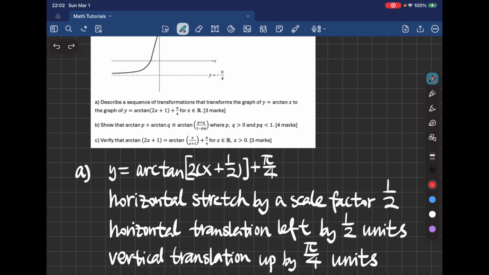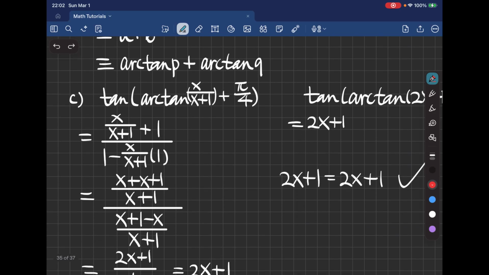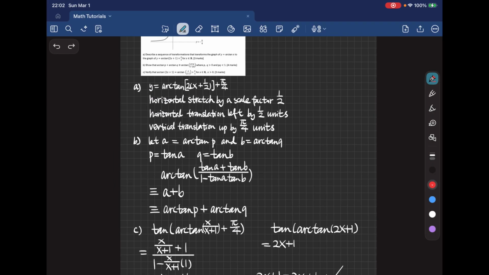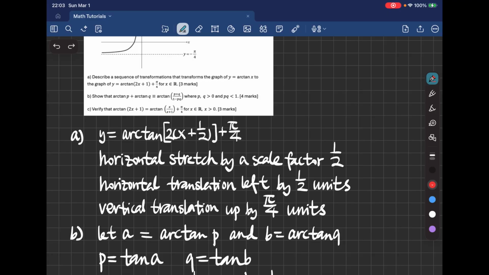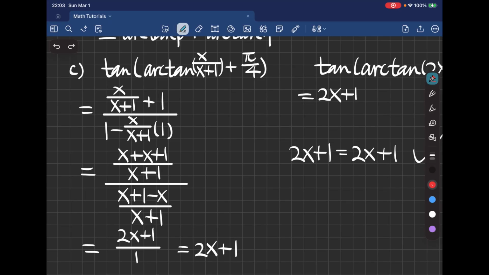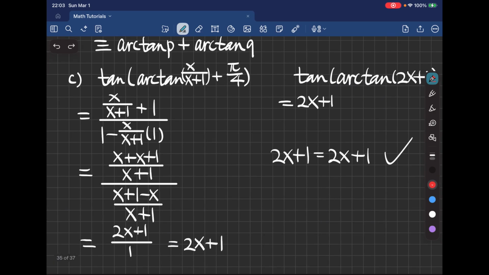arctan of 2x plus 1 equals this sum, for x a real number greater than 0. So what I did is that I took tan on this more complicated side and tried to simplify it to this side. I didn't write out the full messy fraction. I just went right away with tan of arctan of x over x plus 1. That will just give us x plus 1, which is here. And then tan of pi over 4 is just 1.